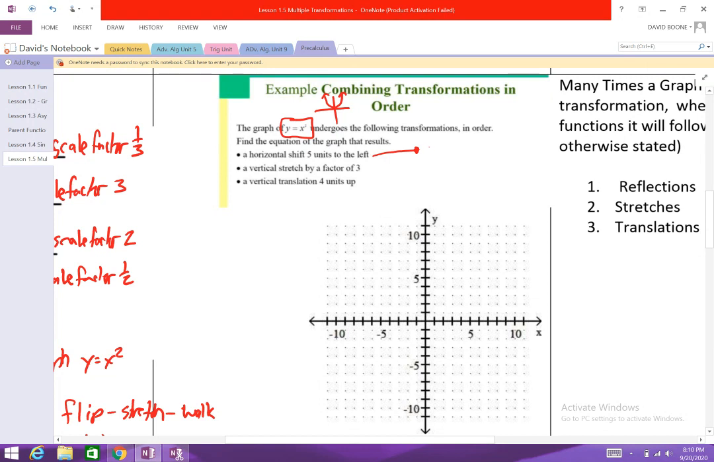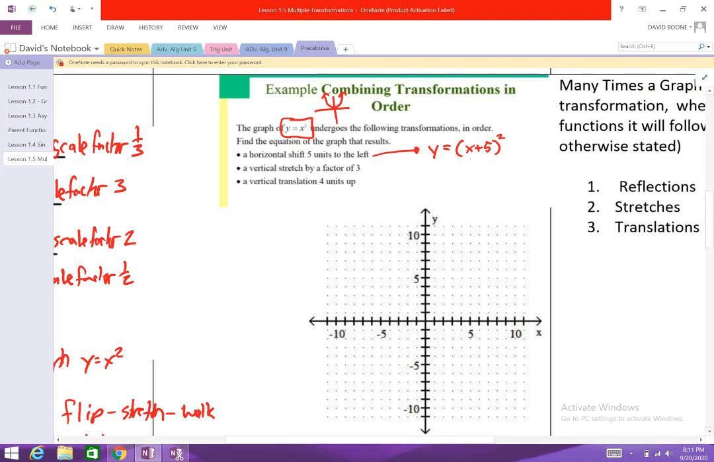So again, we start thinking about horizontal. Okay? Now it's got to happen by the x. Okay? So it's got to be in by the x. And if I want it to go to the left, shifting left or right, if it's inside that, I got to think opposite. So this has got to go plus 5 squared. So that represents that piece.